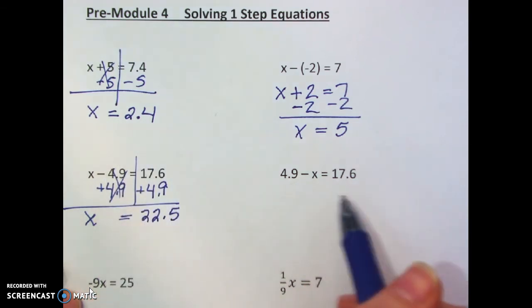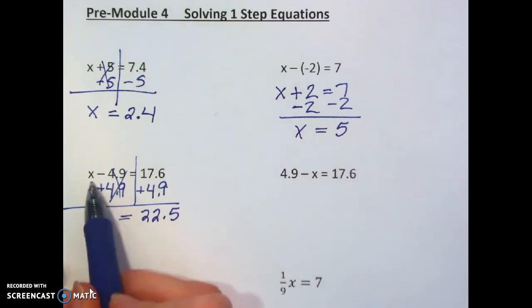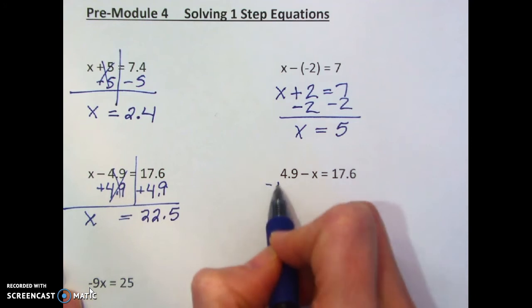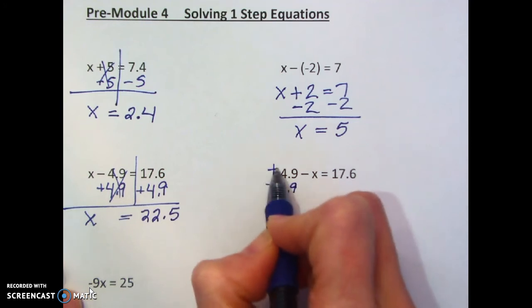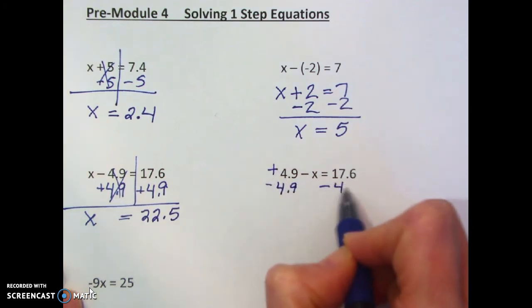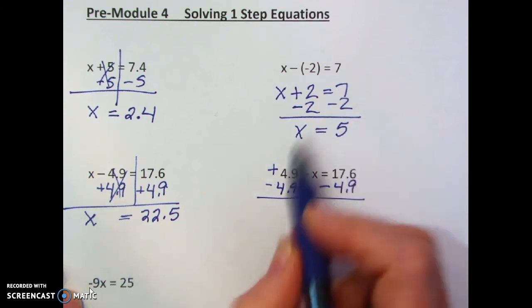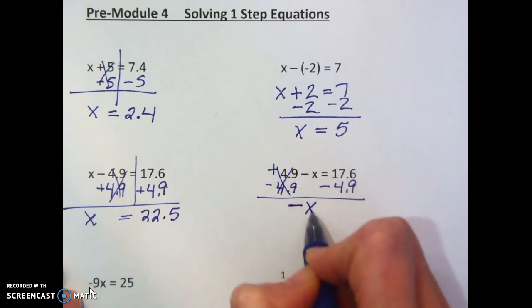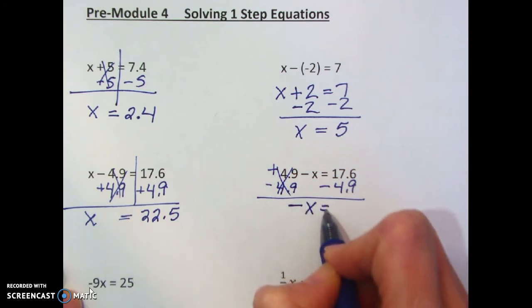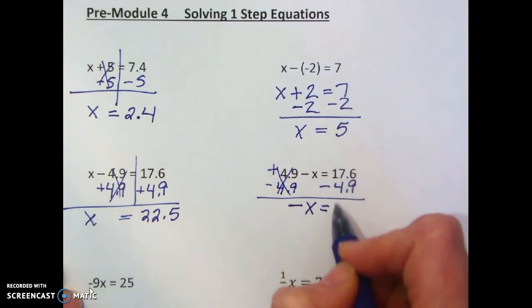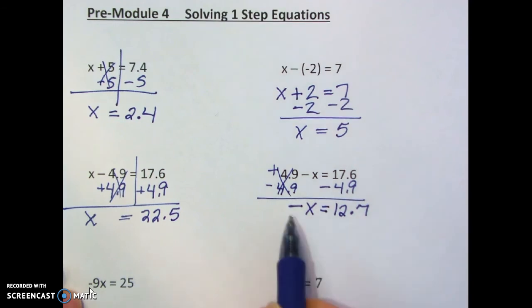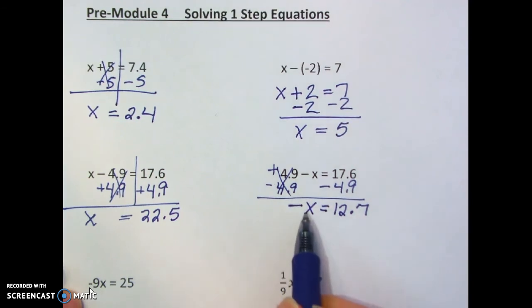Now this one's a little bit different over here because I switched the 4.9 and the x. So let's go ahead and subtract the 4.9 because it is a positive 4.9. So in order to get rid of a positive 4.9, we have to subtract it. That's going to leave me with a negative x and a 12.7. That's not x, that's negative x.